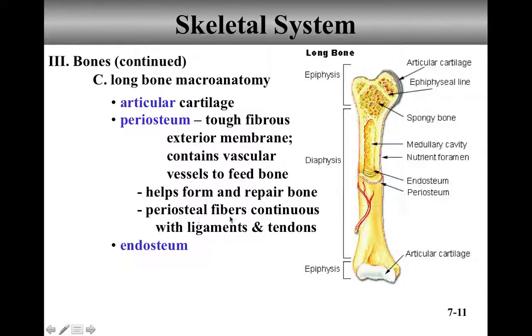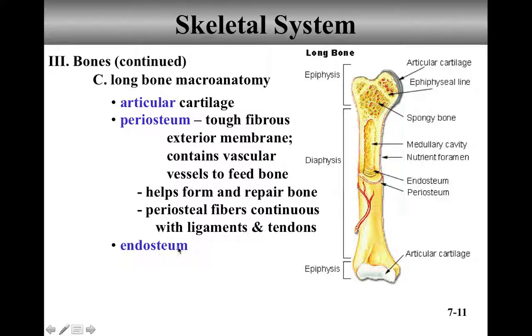And then we have these periosteal fibers that are continuous with the tendons and the ligaments. And all that really means is that the periosteum is the membrane that allows us to attach a tendon or allows us to attach a ligament. That's where those ligaments actually hook into the bone, is through the periosteum. It gives the ligament something to grab onto. And of course, you'll recall that a ligament attaches a bone to another bone, and a tendon attaches a bone to a muscle.